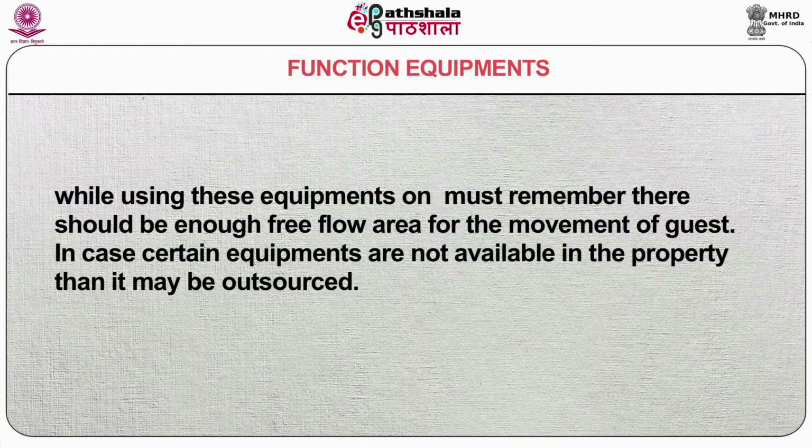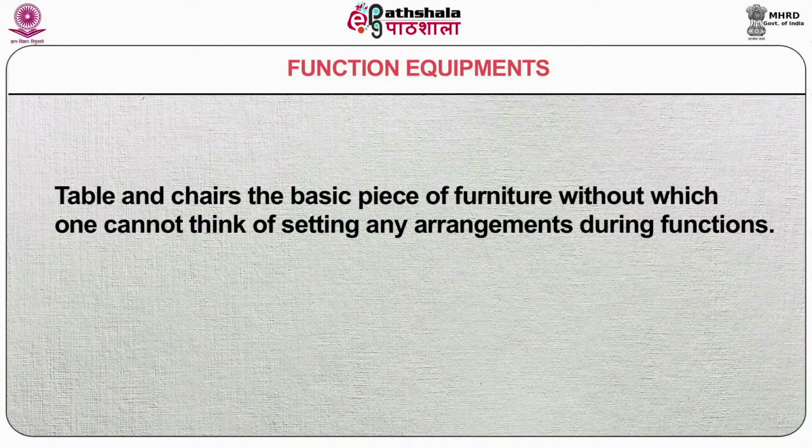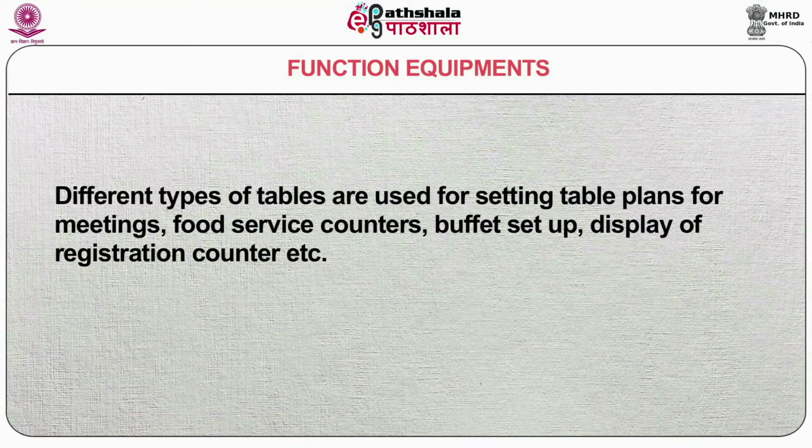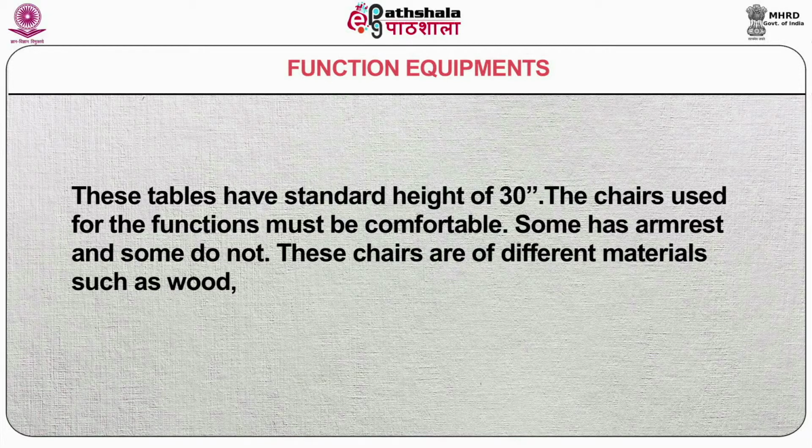In case certain equipments are not available in the property, then it may be outsourced. Banquet tables and chairs. Tables and chairs are the basic pieces of furniture without which one cannot think of setting any arrangements during functions. Different types of tables are used for setting table plans for meetings, food service counters, buffet setups, display of registration counters, etc. These are in various shapes and sizes such as round, half round, rectangular, square and oval, and of various length and of different diameters. These tables have standard height of 30 inches.